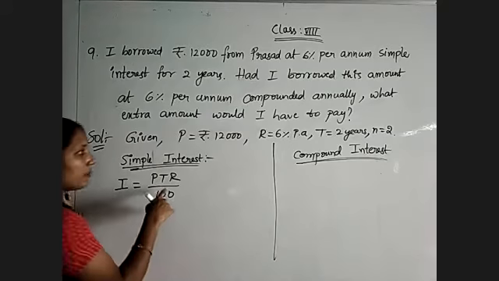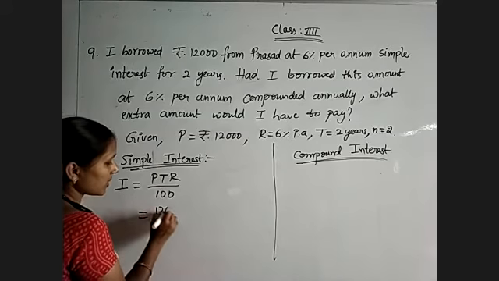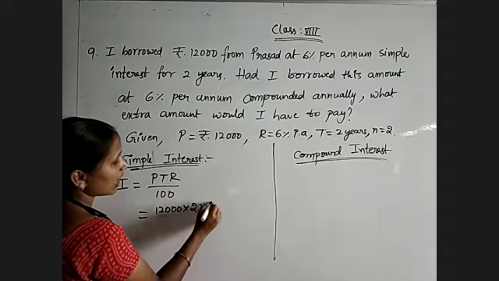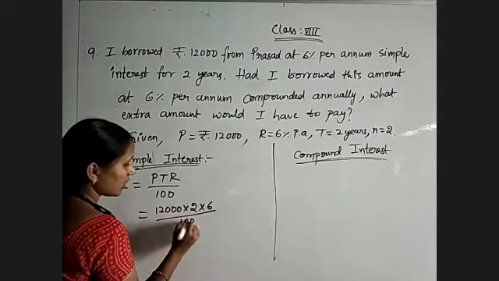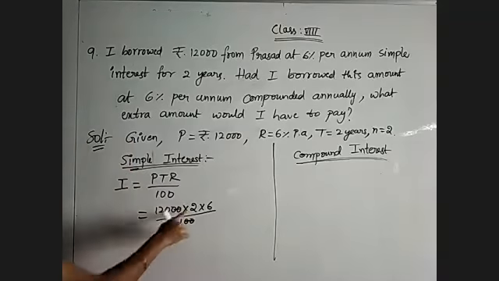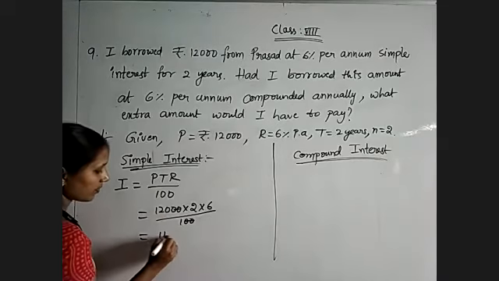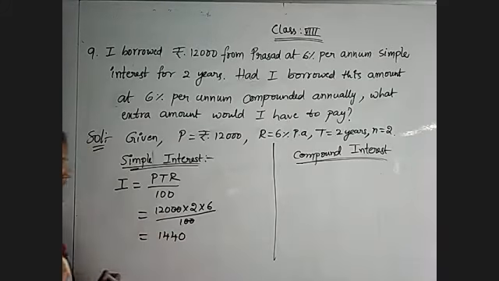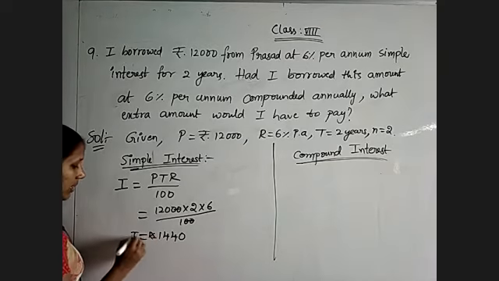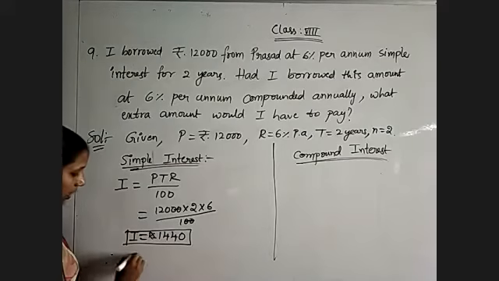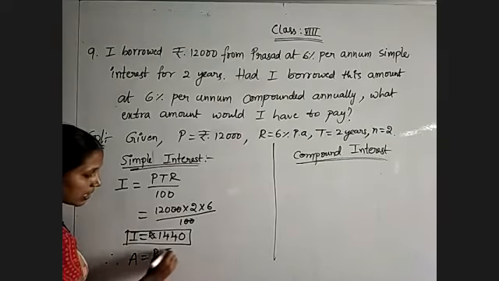Then P value is 12,000. T value is 2 years. R value is 6 by 100. 2 zeros will get cancelled. 2 6s are 12. 12 12s are 144. Means 14,400. Sorry, 1,440. Interest amount is 1,440. Therefore, amount will be equal to principal plus interest.